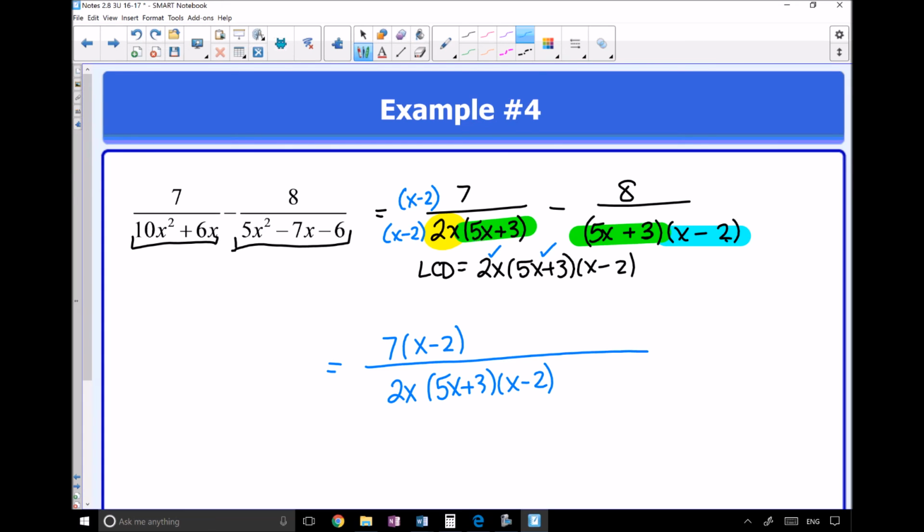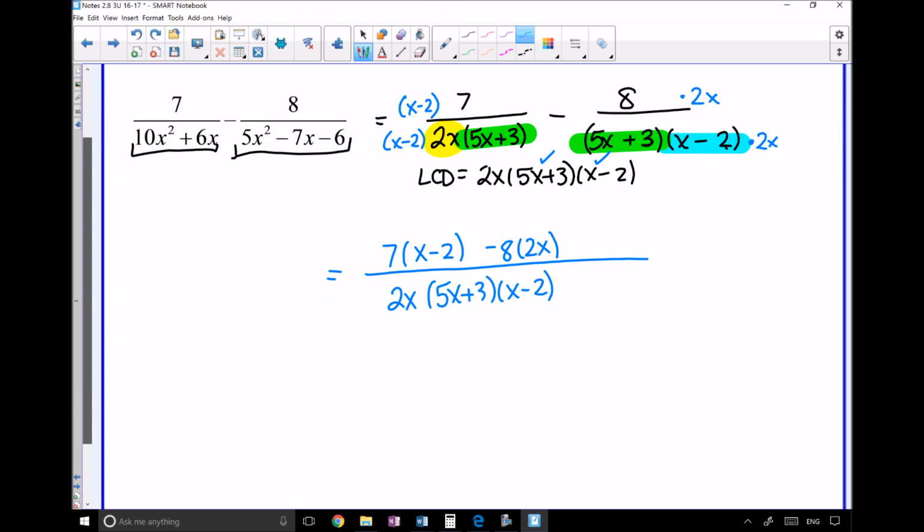Okay, and then in my second fraction, in my denominator, I have the 5x plus 3, and then I have the x minus 2. What's missing is the 2x. So I need to multiply by 2x right here. So this is going to be minus 8 times 2x. Now, when I simplify my numerator, I'm going to distribute that 7, so I get 7x minus 14, and then 8 times 2x gives me minus 16x, all over 2x times 5x plus 3 times x minus 2.